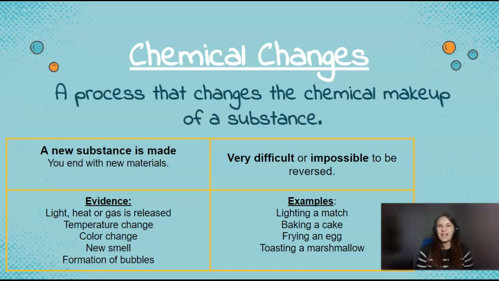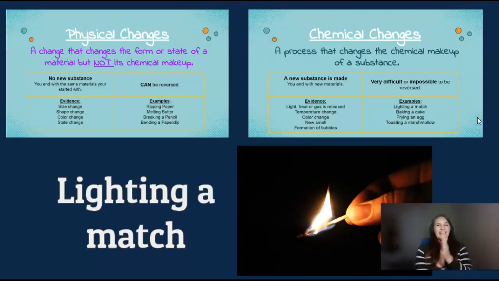So look at the examples again. We have lighting a match. When we light a match, both heat and light are produced, right? That red tip that was on my match is now going to be black. That's a color change. Baking a cake, frying an egg, or toasting a marshmallow. Think about toasting a marshmallow. It was white and maybe cold or room temperature. Now it's hot and it may be light brown or dark brown or crispy black, depending on how you like your marshmallow.